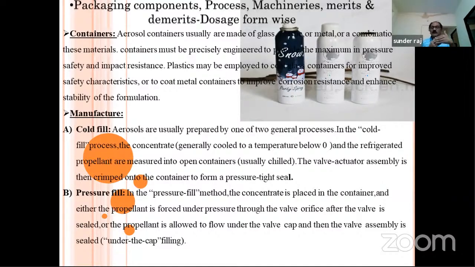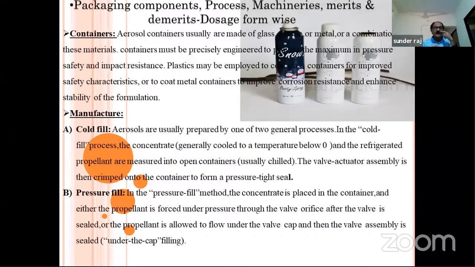Here the propellants are filled at high pressure. In the high pressure fill method, the concentrate is placed in the container. The medicament, or anything which is to be dispensed, is already filled into the container, then it goes to the pressure filling, where the propellant, meaning gas propellant, is in the gas form only. The gas propellant is filled at high pressure.